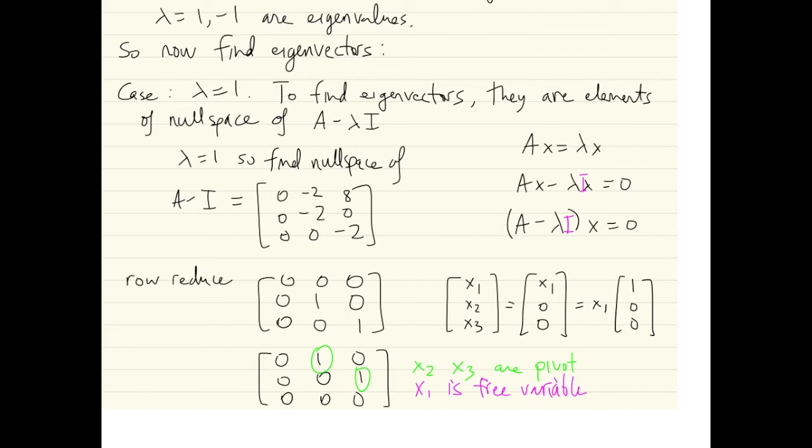x3 is equal to 0. And then x1 is a free variable. There's no condition on that. And this is what we have here. x2 is 0, x3 is 0. And so factoring out an x1, we get the null space consists of x1 times this vector 1, 0, 0. So 1, 0, 0 is an eigenvector, and in fact the only eigenvector with eigenvalue 1.